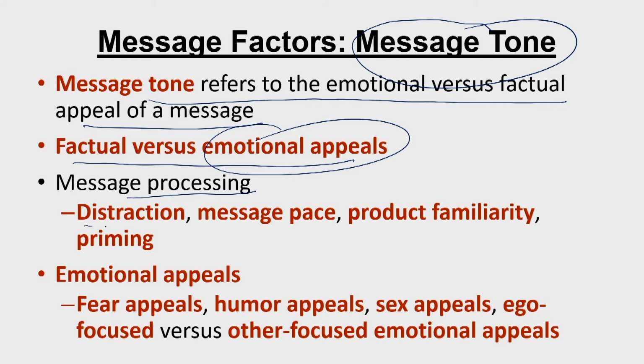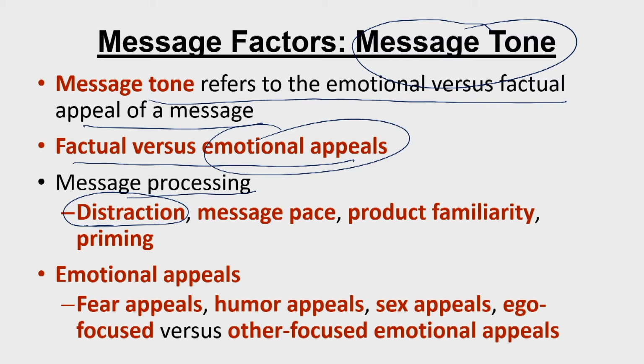So, information containing ads are factual messages, and those ads which bring out a positive or negative emotion in you are emotional appeals. So, a lot of factors are there. For example, message processing. Message processing is another factor which affects the way an ad affects the consumer, and so distraction is one factor.